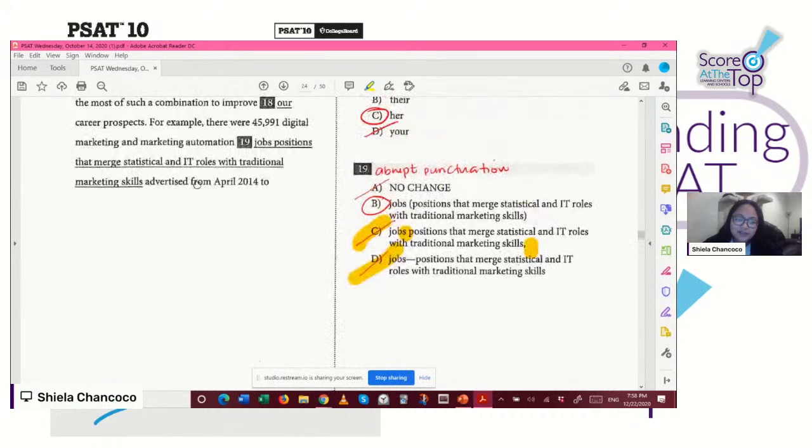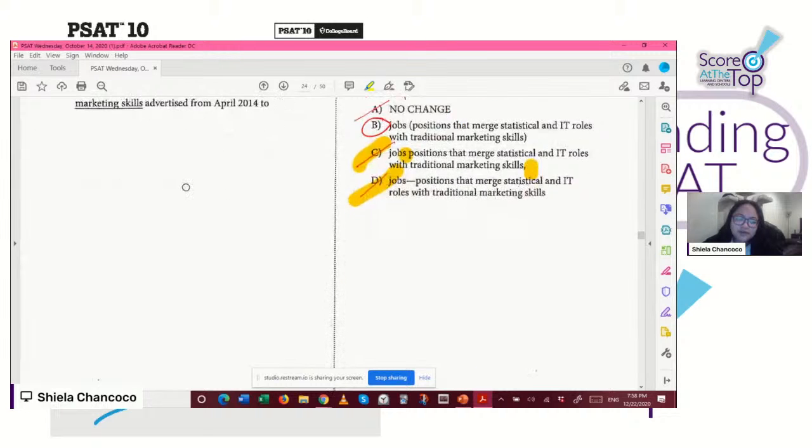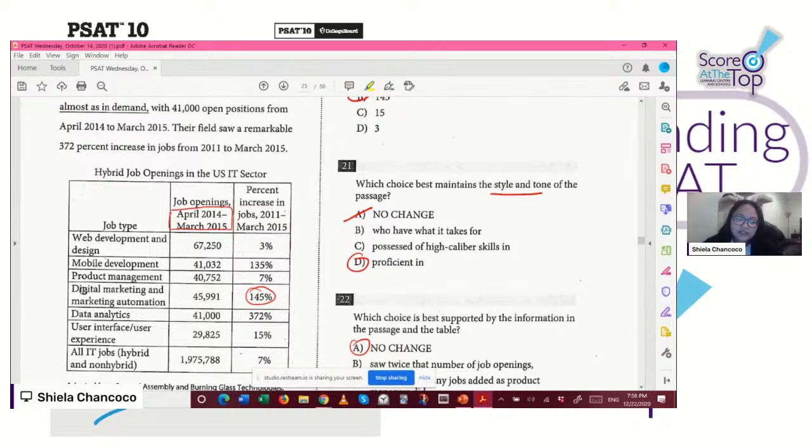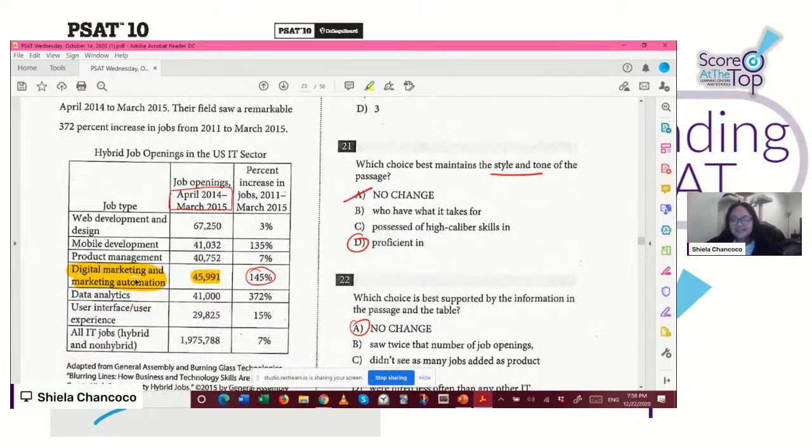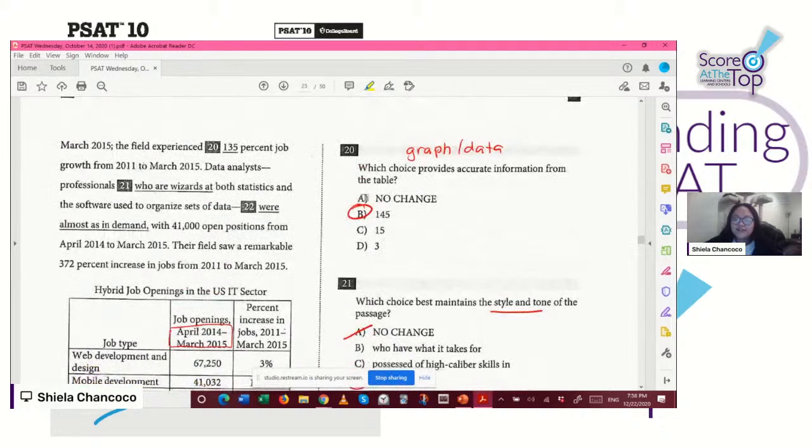So they're talking about digital marketing and marketing automation jobs, right? So that's where digital marketing and automation jobs is in this table. I actually didn't even bother reading that term. I just saw the number and I knew it's related to 145. I was being lazy, but I knew I read it. I just compared numbers, because it says the field experienced blank, right? What field? It's this one because the number previously was 45,991. So it's 145. The answer is 145.